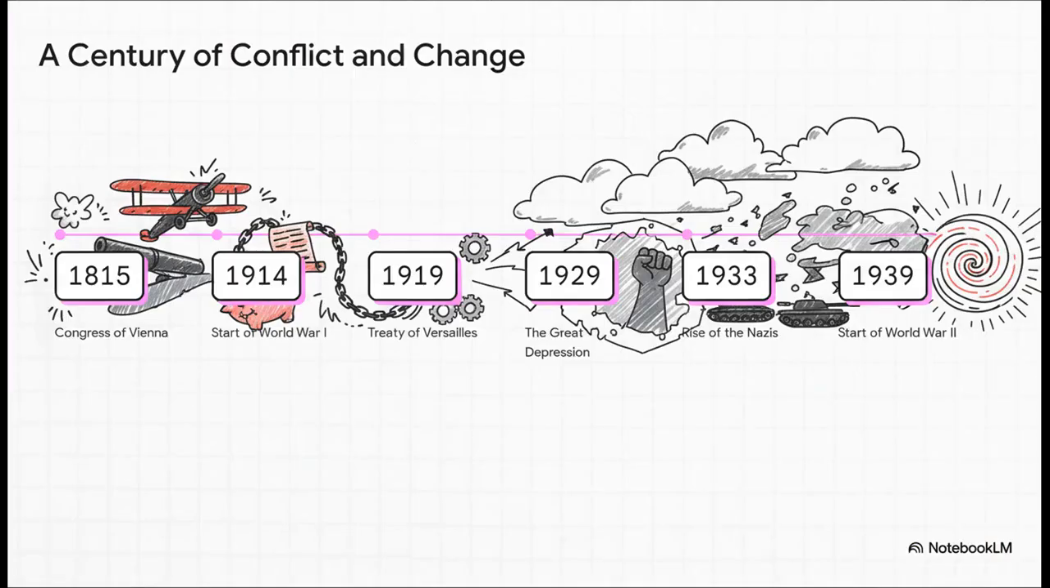Here's a quick mental map for you. Just look at the flow of events. You see a massive war, followed by a treaty that tries to fix everything, which then leads to economic disaster and the rise of some really extreme ideas, which, you guessed it, leads to another even bigger war. It's like a domino effect. Seeing that pattern is so important.